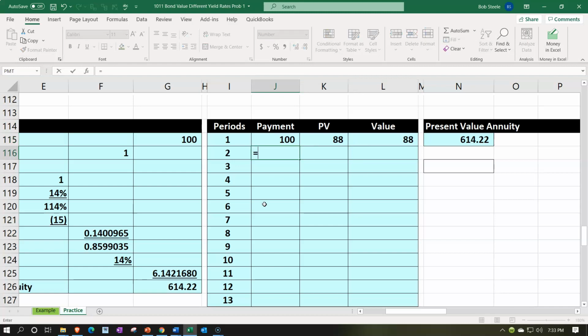Let's do it again. This is going to be equal to the 100 because they all equal 100 on the payment side of things. Payments are quite boring because they're all the same. This is going to be negative present value. This is where the action happens. Shift 9.